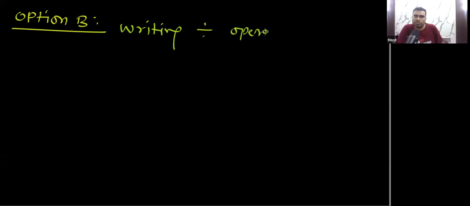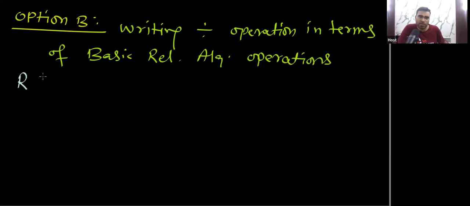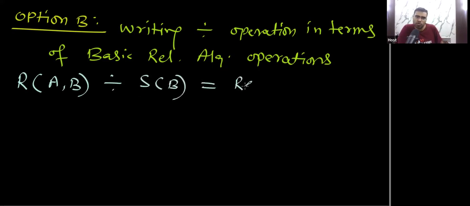Writing division operation in terms of basic relational algebra operations. Okay. And for that, I told you how to write this. Let me tell you, very simple. If you have R(A, B) divided by S(B), you know the result. The result will be only A. Okay. In the output, you will have only A. Yes or no? The result will be only A.